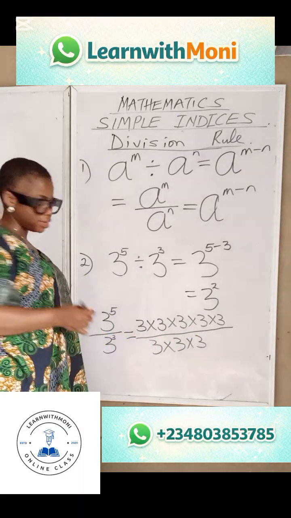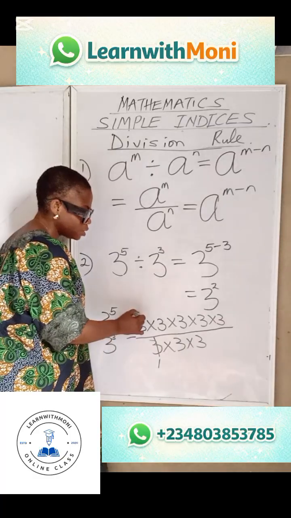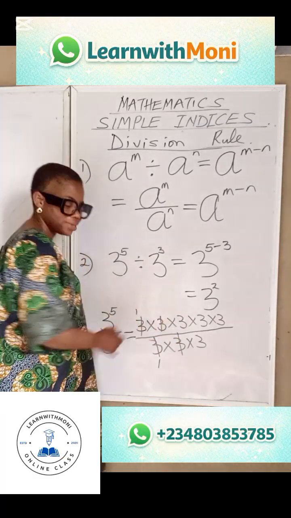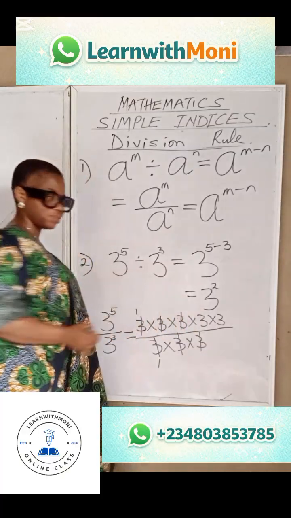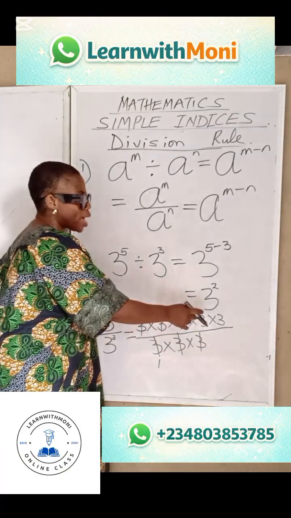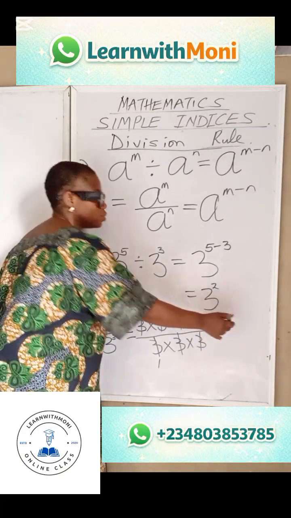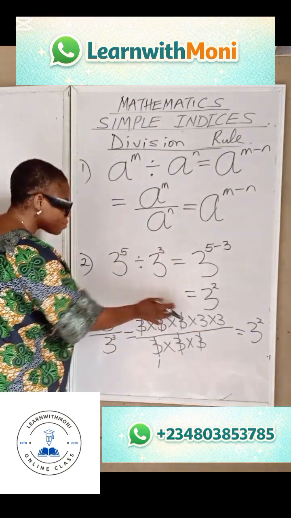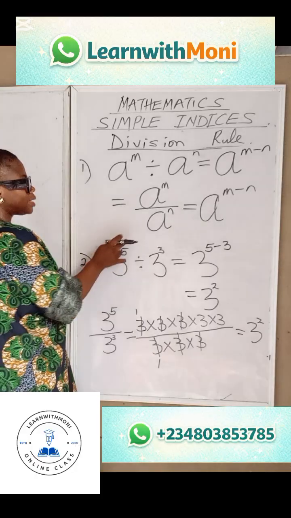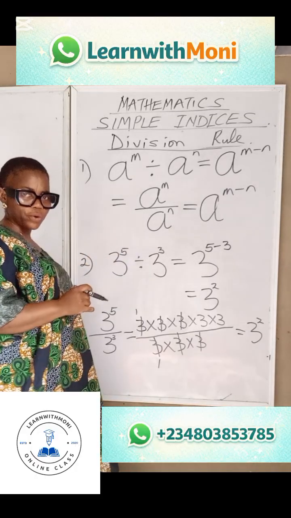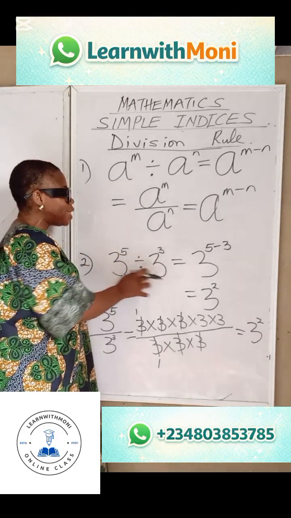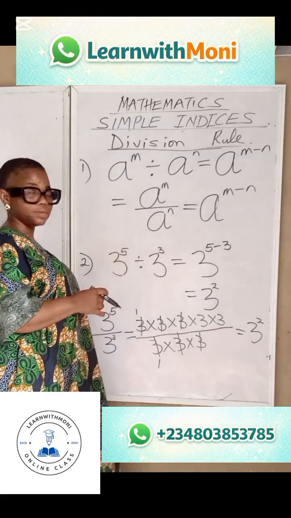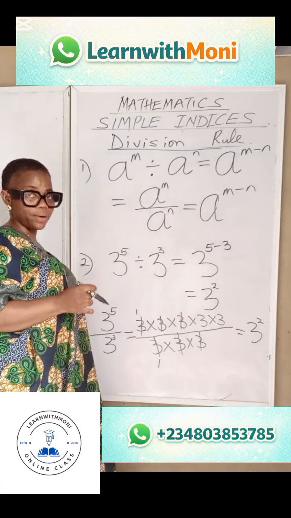Now we can divide. 3 divides 3 once, 3 divides 3 once. What do you say? 3 cancels 3. And this other 3 cancels 3. What are we left with? We are left with 3 times 3, which is 3 raised power 2. So instead of getting this expanded, that is what the law has simplified for us. When you are dividing 2 indices and the bases are the same thing, you just subtract the powers.